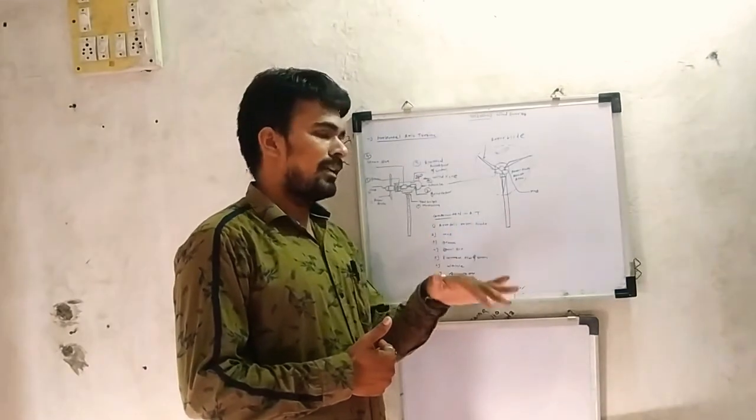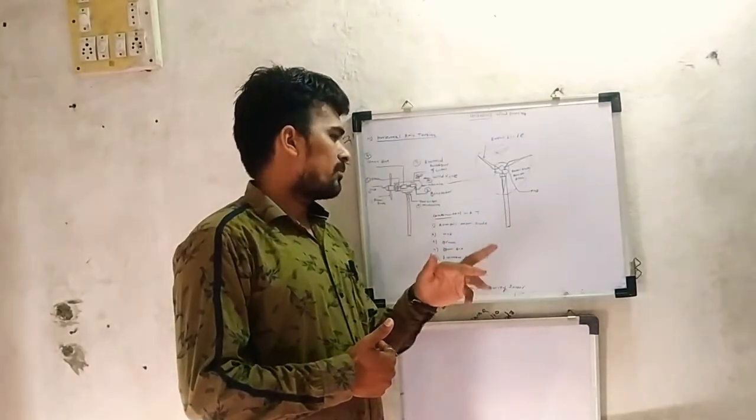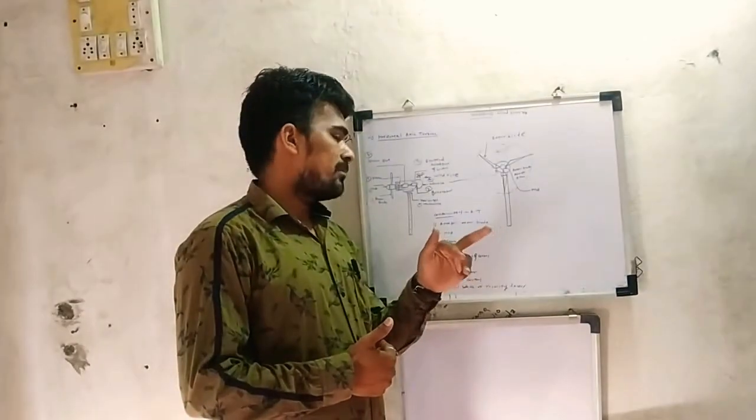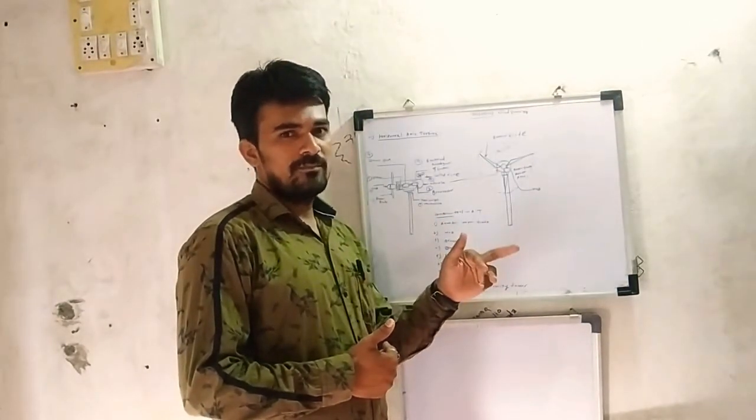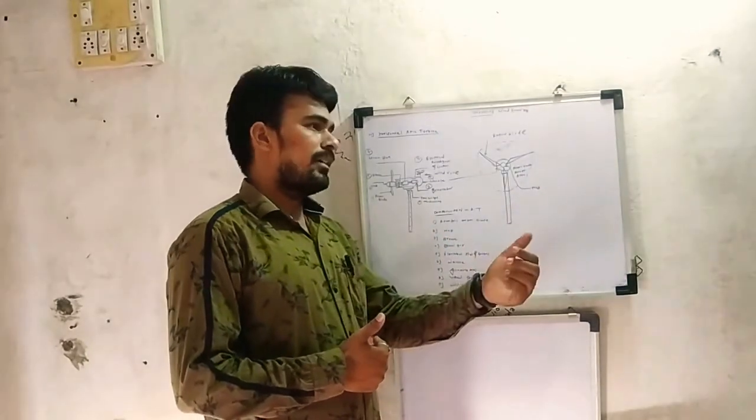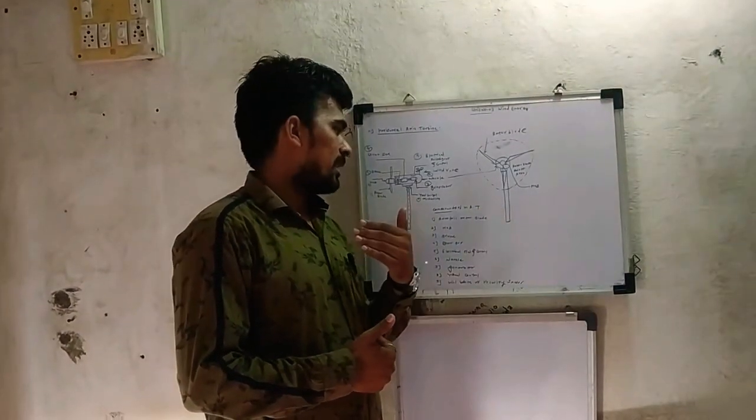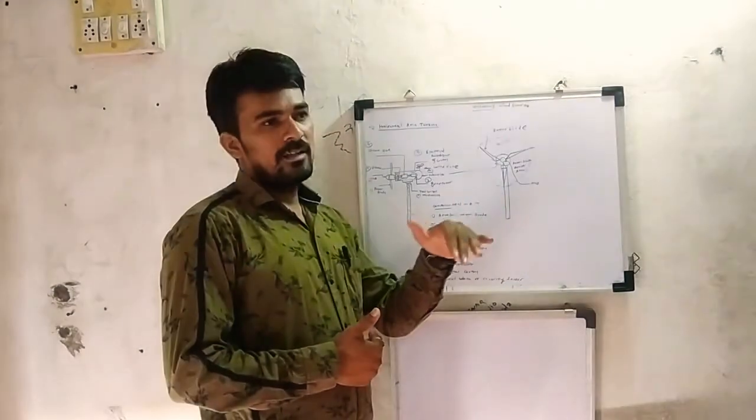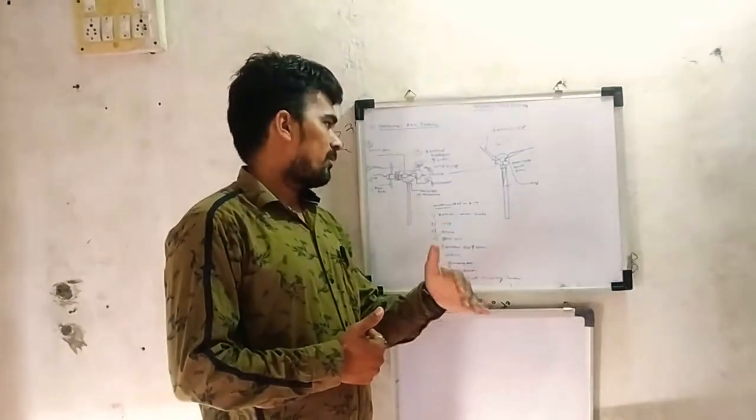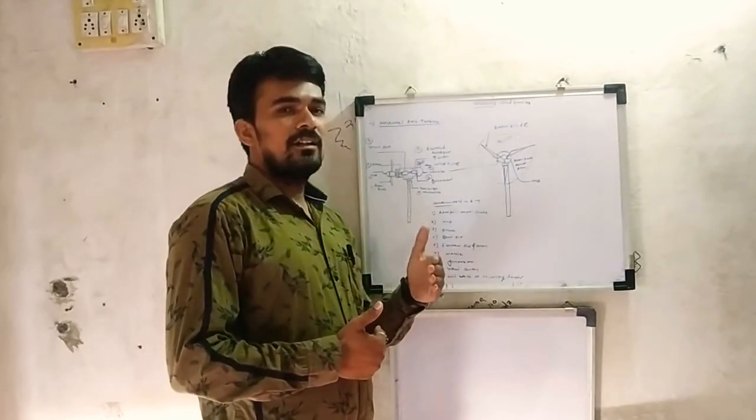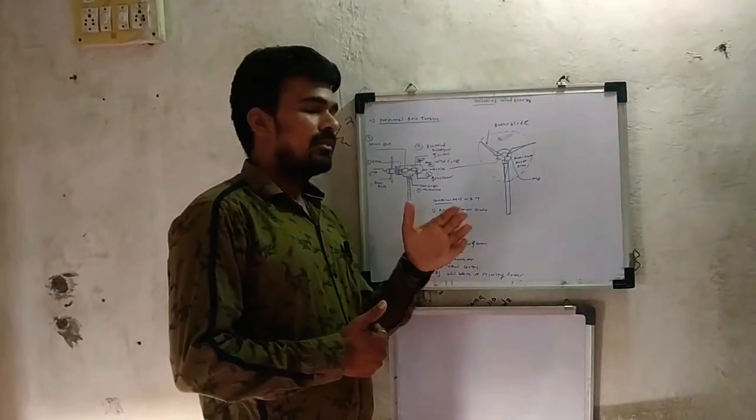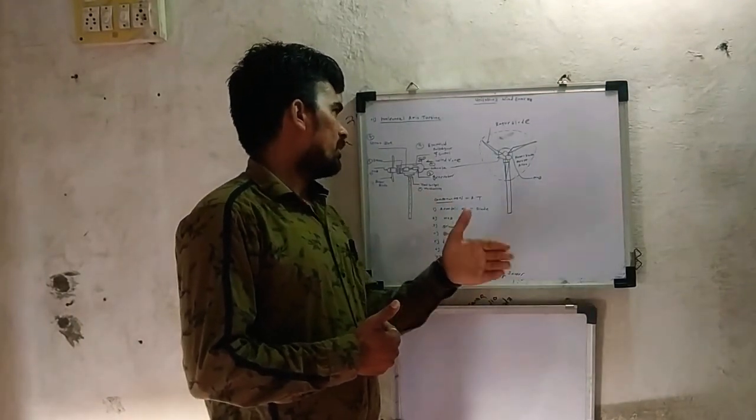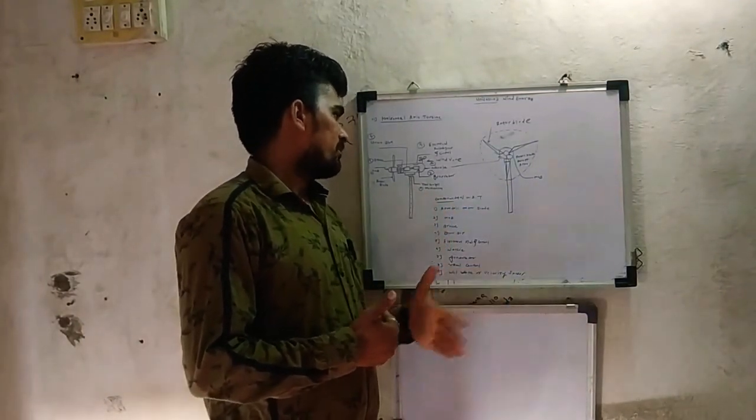When the flow of wind is from the left side, the blades will rotate, and that stream is known as the downstream. When the flow of air is from the right side to the left side, we call it the upstream flow of air. The wind is always perpendicular to the plane of the blades. That's why we call it the horizontal axis turbine.